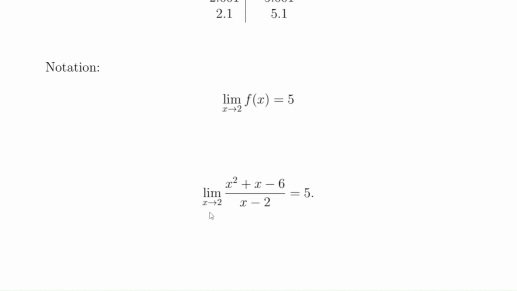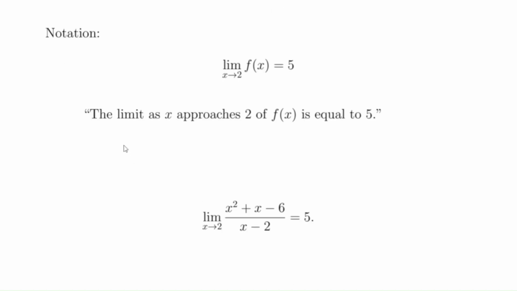But for right now, we're just trying to understand the concept of a limit, right? As these inputs get close to 2, these function values, right, the outputs that we get when we plug in those values get close to 5. Okay, and I put it on the screen here in words. The limit as x approaches 2 of f of x is equal to 5. That's how we read this notation here.